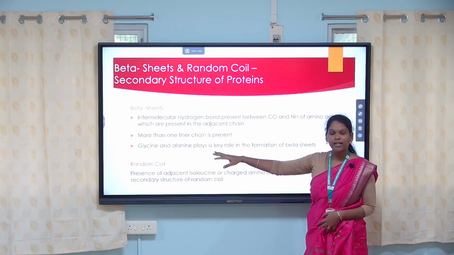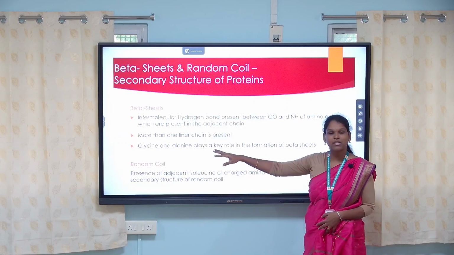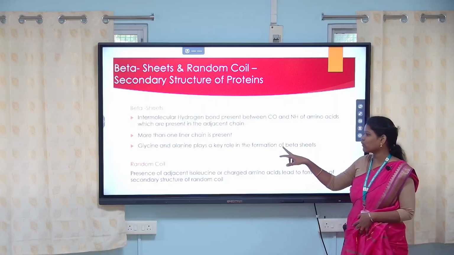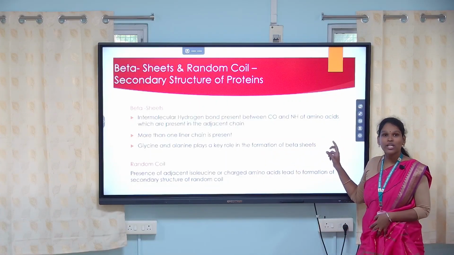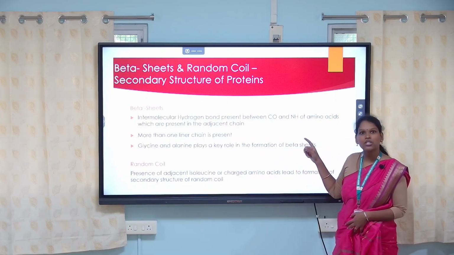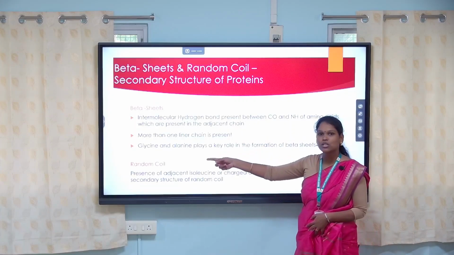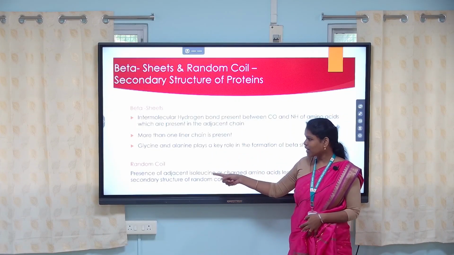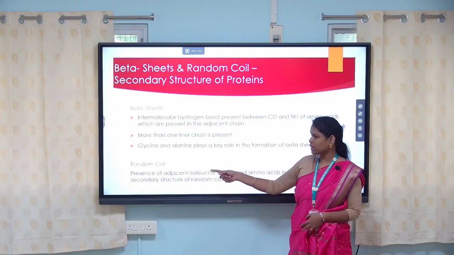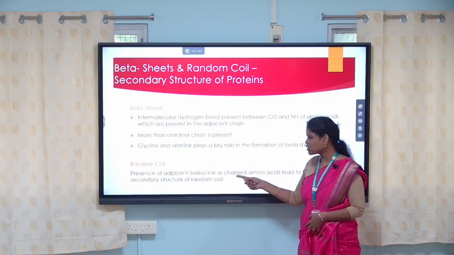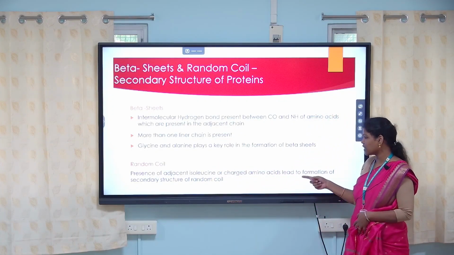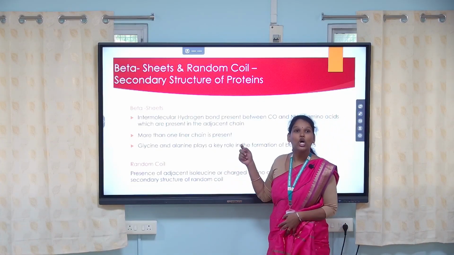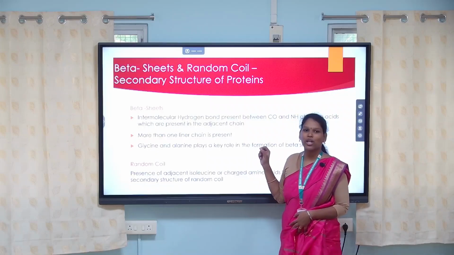And here I am just highlighting which amino acids are present in the beta sheets. Glycine and alanine play an important role in the formation of beta sheets. So here we can confirm how beta sheets are formed based on these two amino acid residues. And the next type is random coiling. Random coiling is due to the presence of adjacent isoleucine, a charged amino acid. It leads to the formation of the secondary structure of random coiling and loop formations in its particular nature.